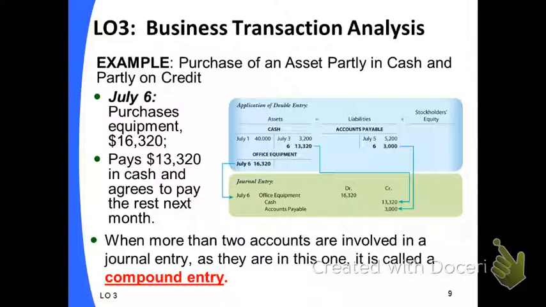So as we see here, our cash decreased by $13,320. So we're going to credit our cash for $13,320. Our liabilities went up by $3,000 because we still owe that company $3,000 that we're going to pay next month. And then our asset office equipment increased by $16,320. So we're going to debit our asset for the full amount of $16,320. So we have a debit to the office equipment and a credit to cash and a credit to accounts payable. And we can see, again, our debits equal our credits.